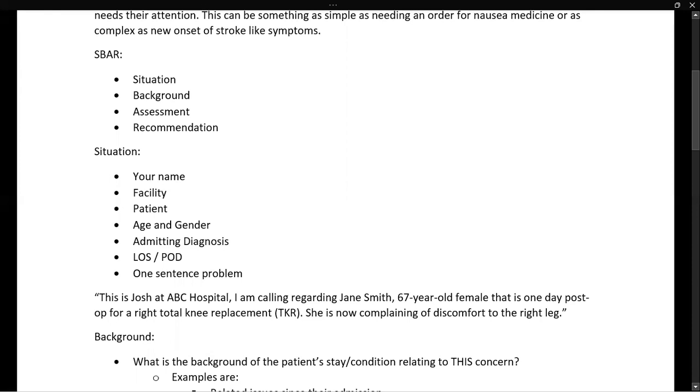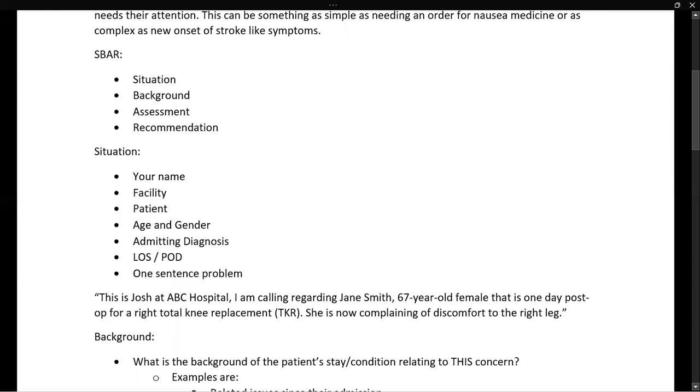So for example, a call would go, this is Josh at ABC Hospital. I'm calling in regards to Jane Smith, a 67-year-old female that is 1 day post-op for a total knee replacement. She is now complaining of discomfort to the right leg.